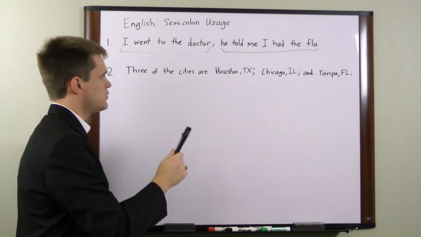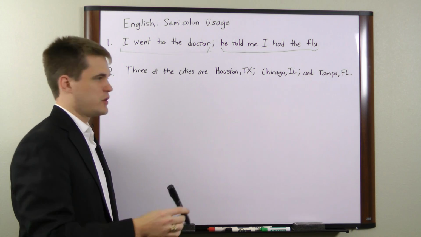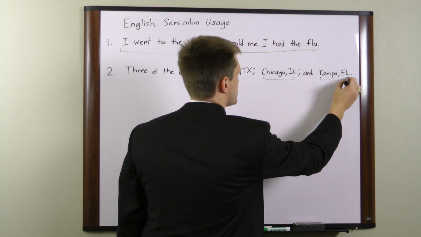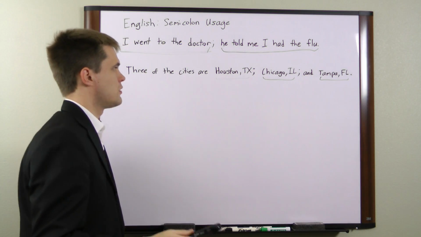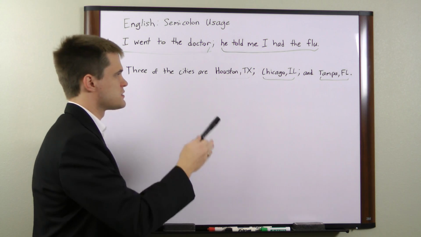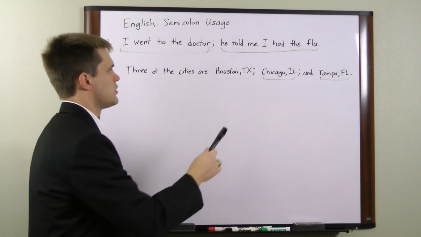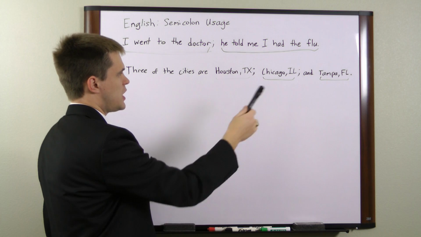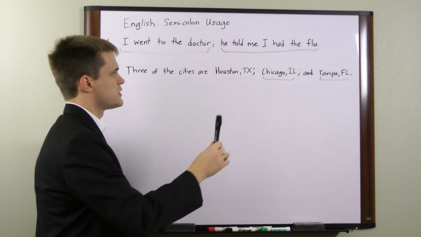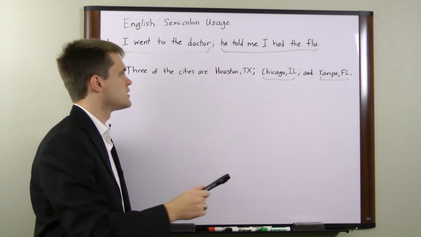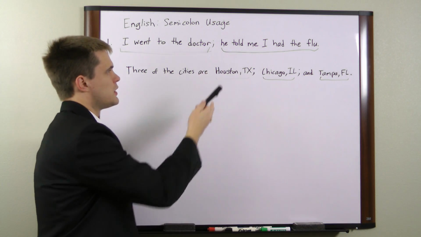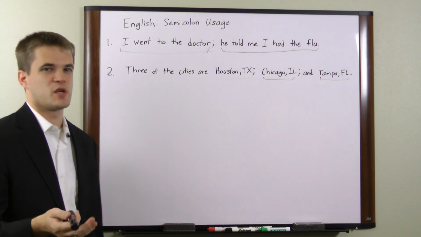The second example was items in a list. So as you can see here, we've got three items, and they are city-state combinations. So you'll recall the proper way to list out cities and states is city, comma, state. So each item has an internal comma. So it could be confusing to try to separate them with commas, so the proper usage in this instance is to use a semicolon to separate each of them. So these are the two primary uses for semicolons in English.